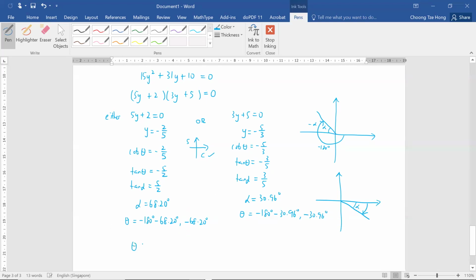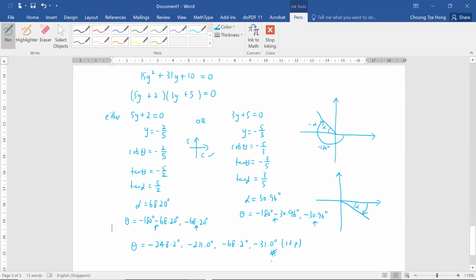So theta would be, the most negative one would be this one, so we'll write this one first. You calculate it out, you get negative 248.2, followed by this one, which gives us negative 211.0, followed by this negative 68.20, and then finally followed by this negative 31.0. All of these are to 1 dp.